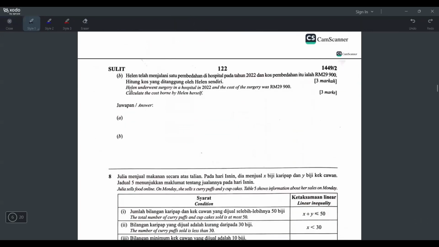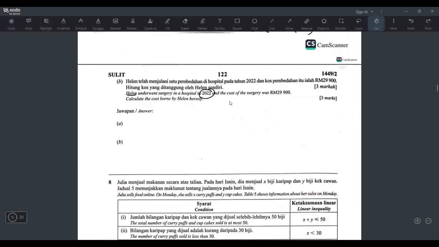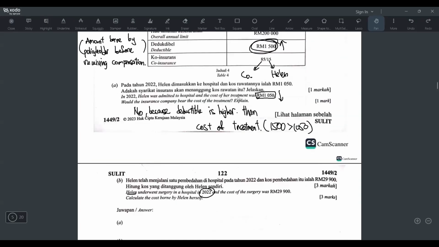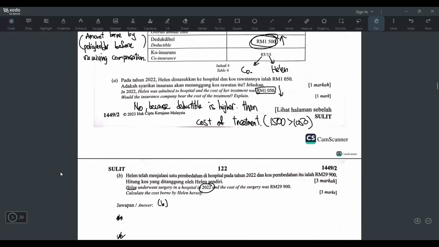Okay, B. Helen, so it's the same person, underwent surgery in the hospital in 2022. What year was this one just now? Okay, this one also 2022, so happening in the same year. And the cost of the surgery was 29900. Calculate the cost borne by Helen herself. For the first incident, she did not get compensation, it was zero. But this is the second incident. So in B, this time the medical cost is 29900. Calculate the cost borne by herself. Will she get compensation this time?